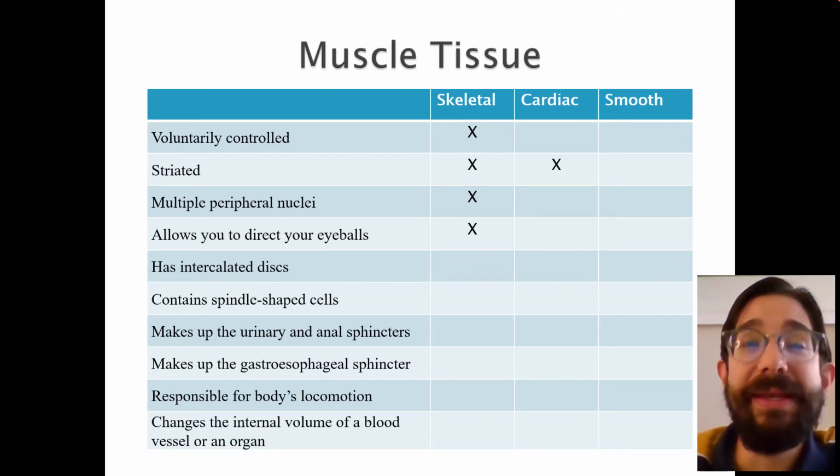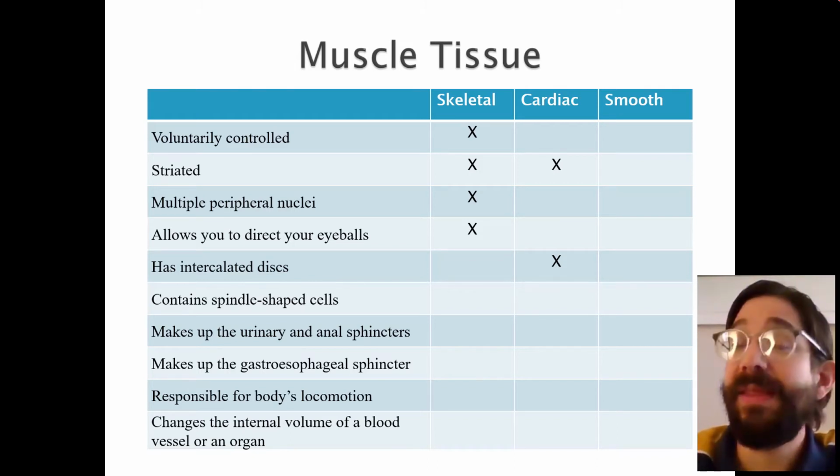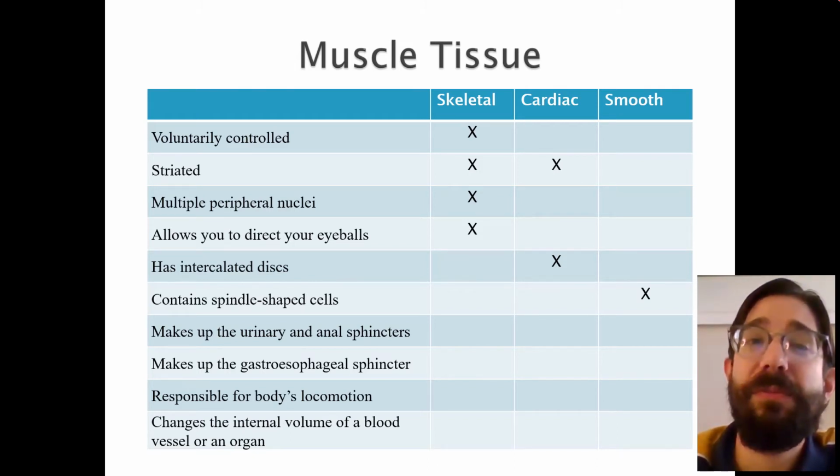Where do we find intercalated discs? In cardiac muscle. Where do we find spindle or fusiform shaped cells? That's in smooth muscle.